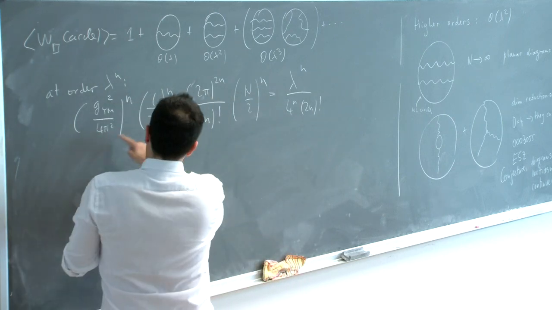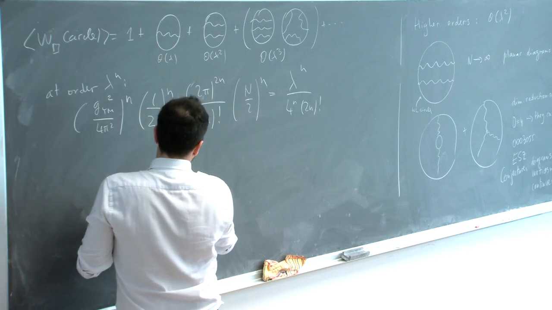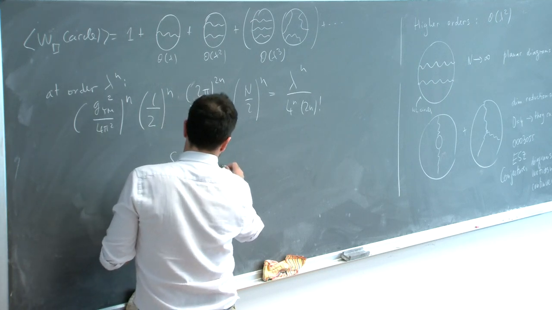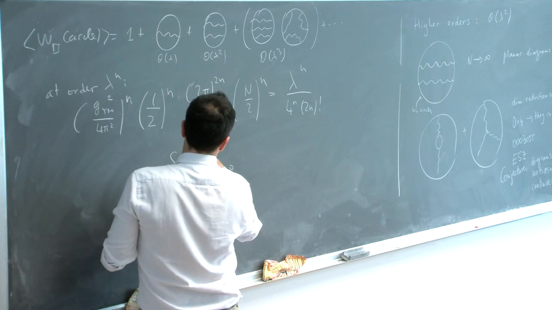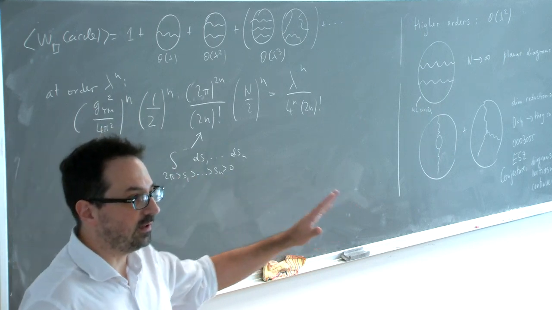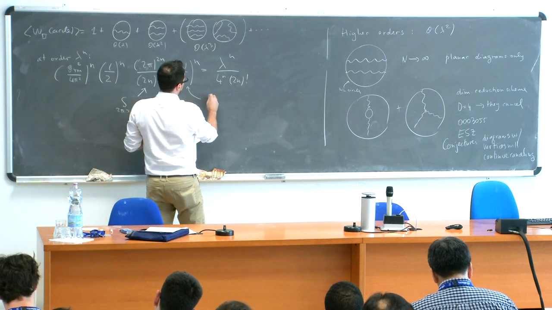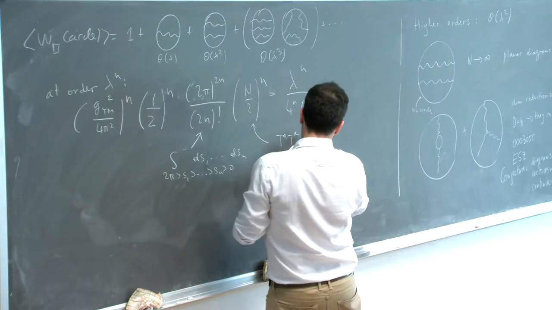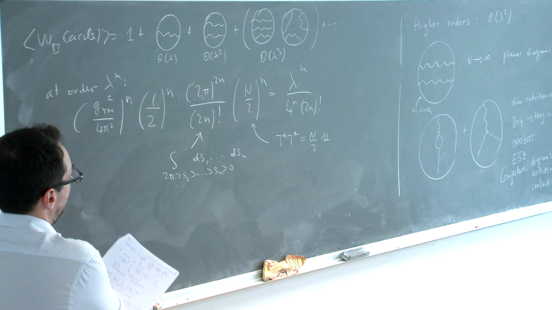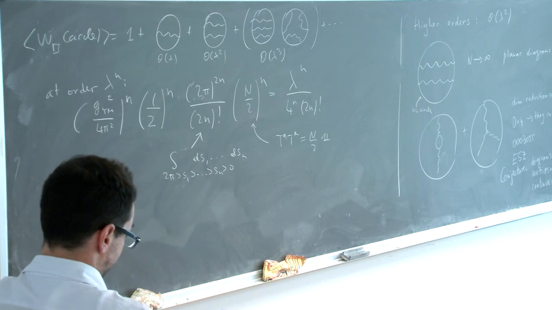So again, I explained where these two guys come from. This guy comes from integrating, so this is just the measure of the ordered integral at order n. And this comes from repeated applications of this, of normalization of the gauge theory generators.